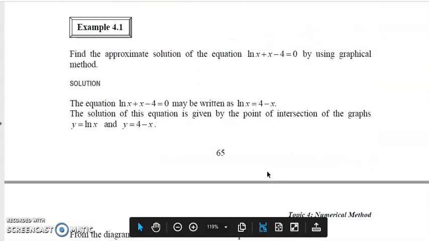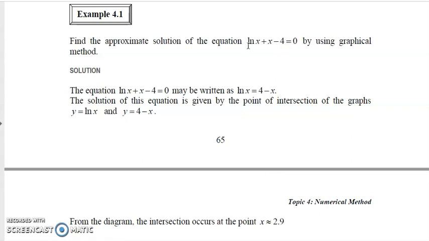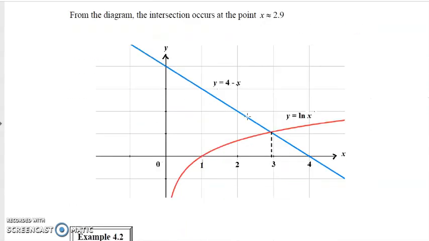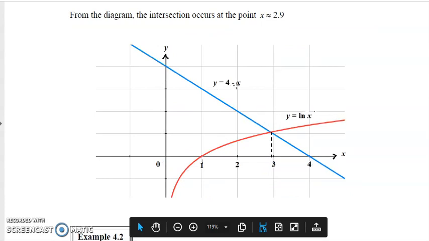Okay, example 4.1: ln x plus x minus 4 is equal to 0. It will be hard for us to solve for x. So by using the graphical method, we can write it this way: ln x is equal to 4 minus x. You can see from here, the first curve is y is equal to ln x, and the other curve is y is equal to 4 minus x. The first curve, y is equal to ln x, is in red, and the blue one is y is equal to 4 minus x.